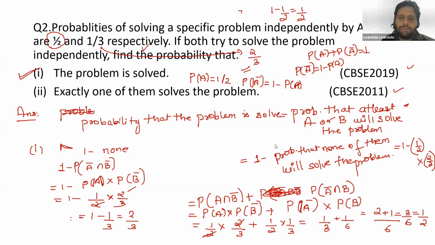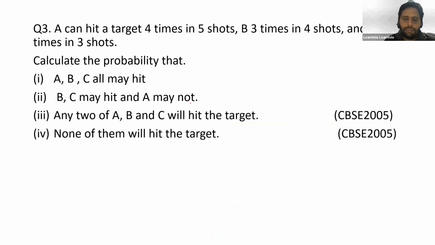Umir, what is the probability of B? 1 by 3. What is the probability of B naught? What is this? It is 1 minus PB. Yes. Is it clear now, Umir? Okay, great. We will start the next question then.